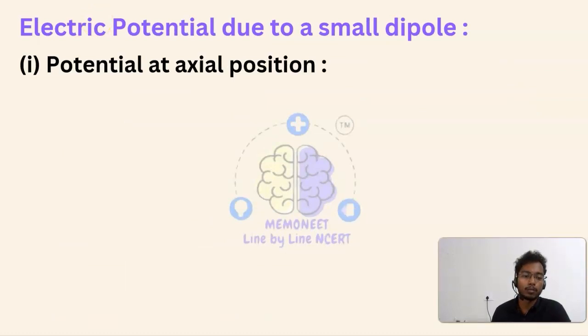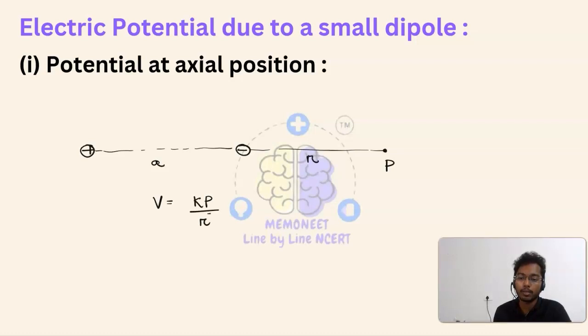Due to the small dipole, we can write the potential at the axial position. The positive charge is here and the negative charge is here, separated by distance a, and we have to find the potential at some distance r from the center of the dipole. So here it is P. We can write the potential V equals k P upon r square.